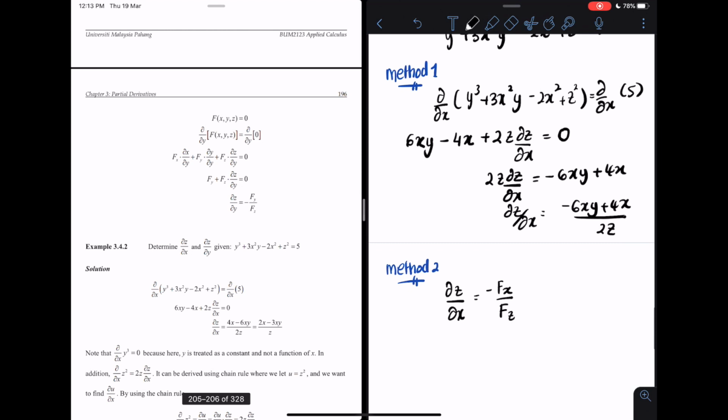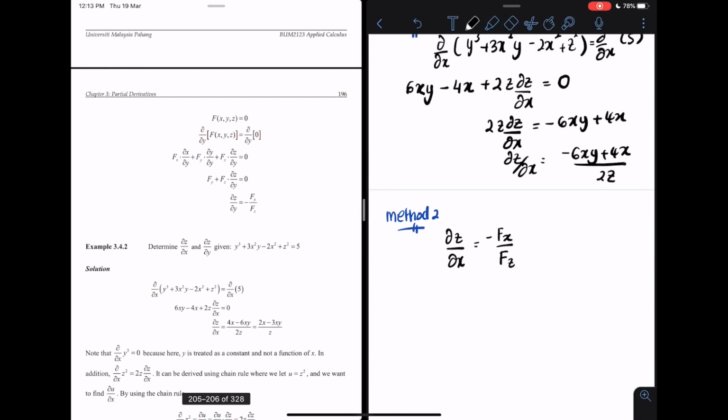Please take a look at the question. Therefore, what should I do in this question? I have to determine fx and fz, which is the partial derivative of the function with respect to variable x and with respect to variable z. Therefore, what should I do?